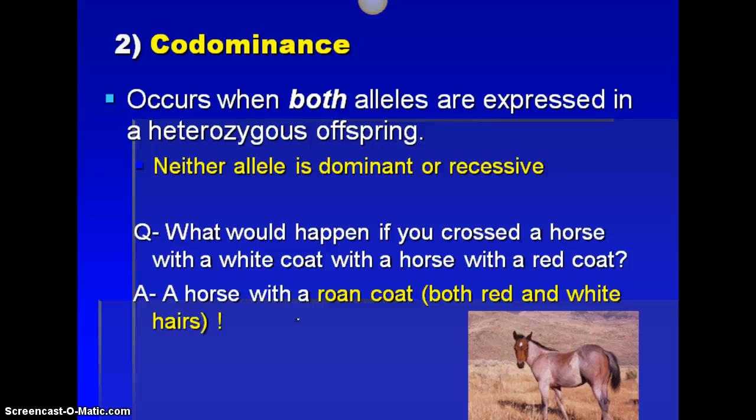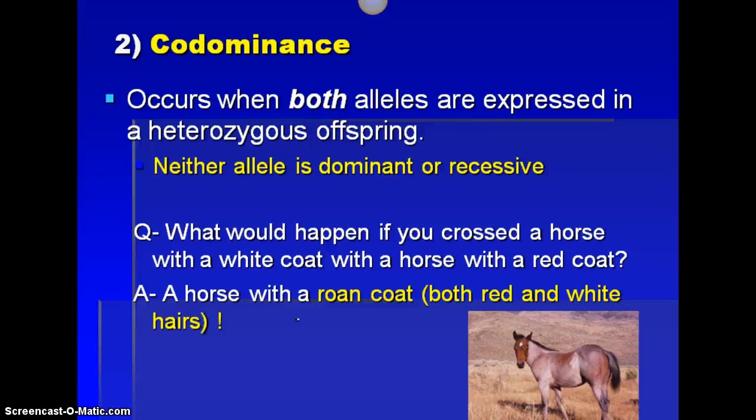So an example here, what would happen if you crossed a horse with a white coat and a horse with a red coat? And what you get is what's called roan coat. And the horse actually has both red and white hairs. So in incomplete dominance, we would say that it would be a pink color because they would blend the red and white. But in this case, it actually gets red and white. It shows both traits equally.